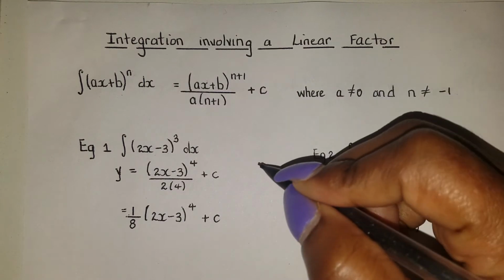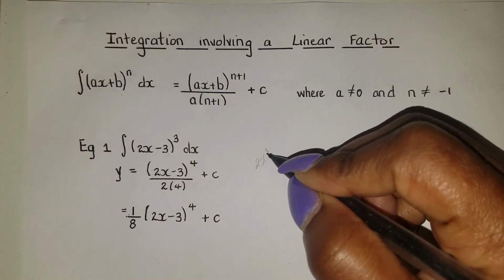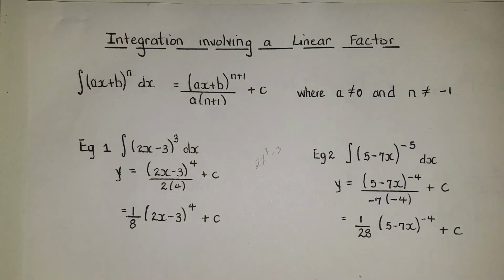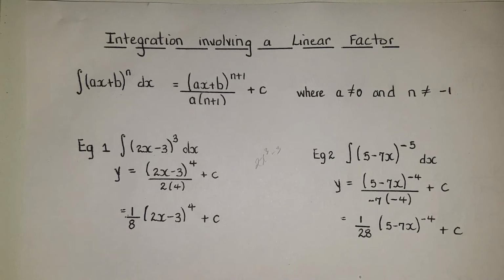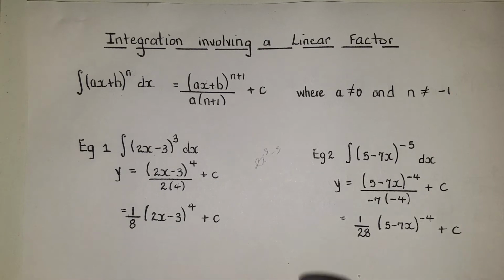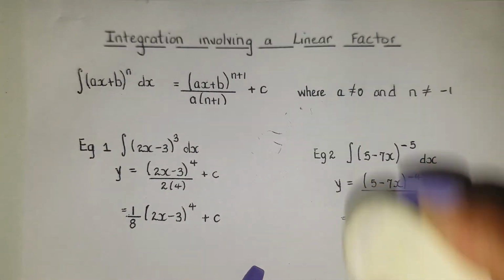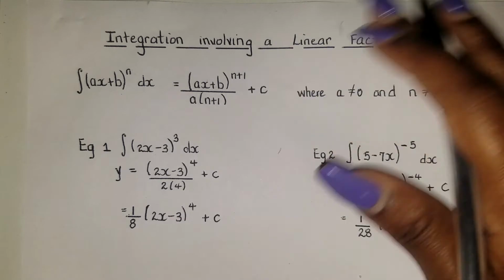Now if I have 2x cubed minus 3, it's no longer a linear function, and this method cannot be used to integrate it. So let's go ahead and see what the rule is.